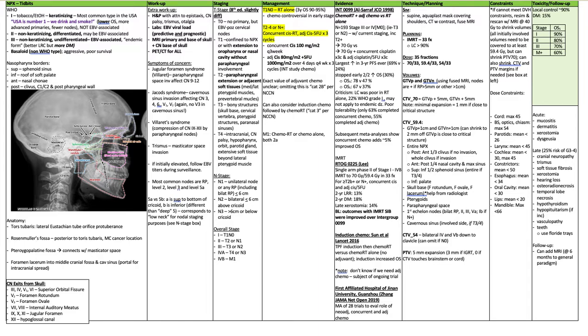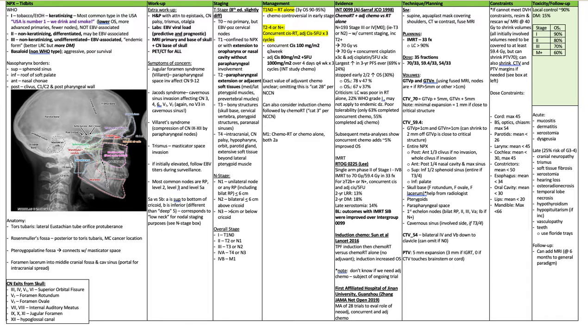Symptoms of concern: jugular foramen syndrome or Vernet syndrome. Parapharyngeal space invasion affects cranial nerves 9, 10, 11, and 12. Jacod's syndrome is cavernous sinus invasion affecting cranial nerves 3, 4, 6, V1, and V2. Again, there's no V3 in the cavernous sinus. Vernet syndrome is compression of cranial nerves 9 through 12 by the parapharyngeal nodes. Trismus is a marker of masticator space invasion. If initially elevated, follow EBV titers during surveillance.